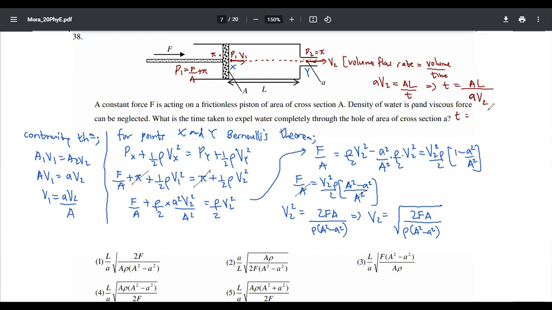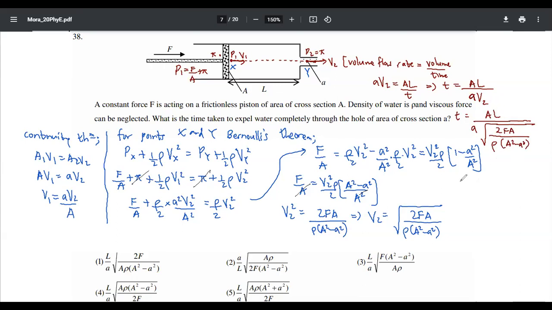Time will be equal to AL over small a into V2. This is this. 2FA over rho A squared minus small a squared. What is the answer, people? What is the answer? I can take this, right?